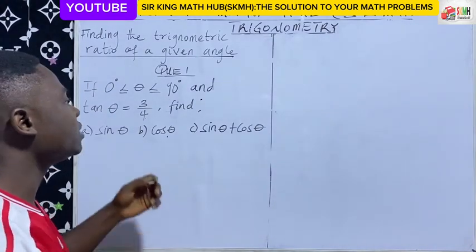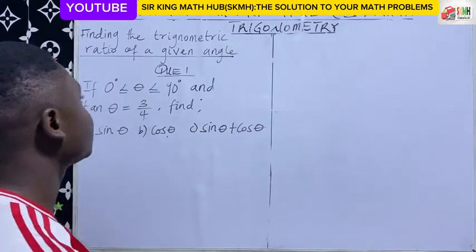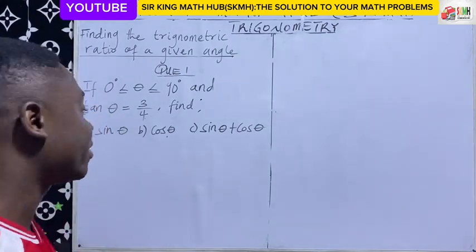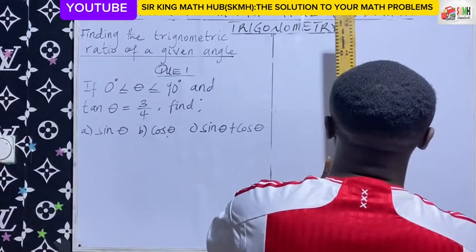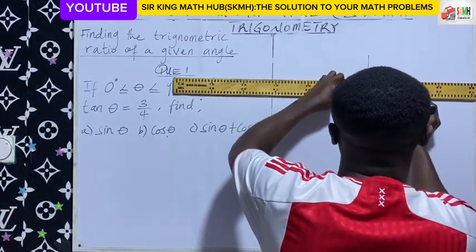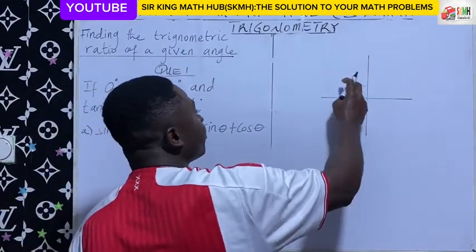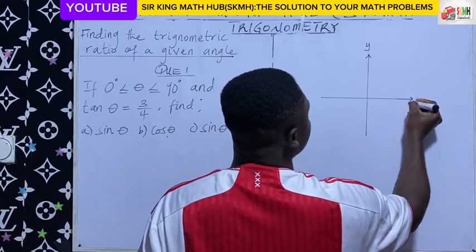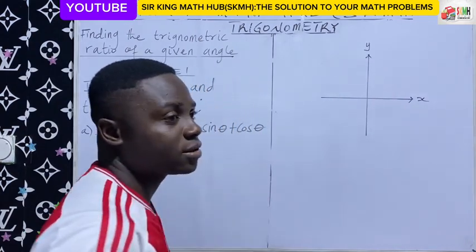Before we even start solving, let's quickly revise ourselves with the quadrants. What do you mean by the first quadrant, second quadrant, third quadrant, and then the fourth quadrant? So in trig, the Cartesian plane, also known as the xy plane, has been divided into 4 equal regions. Here represents our y-axis, then here represents our x-axis. You see that it has been divided into 4 equal regions.